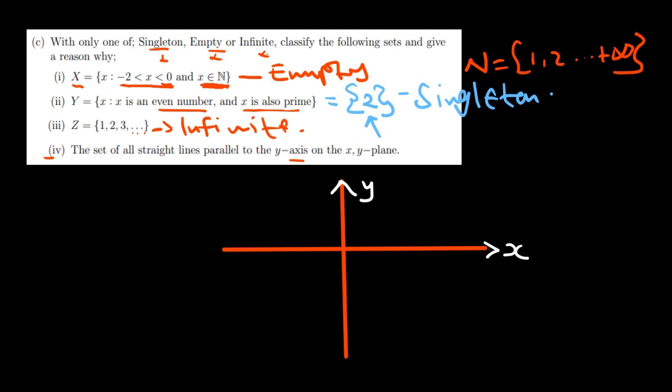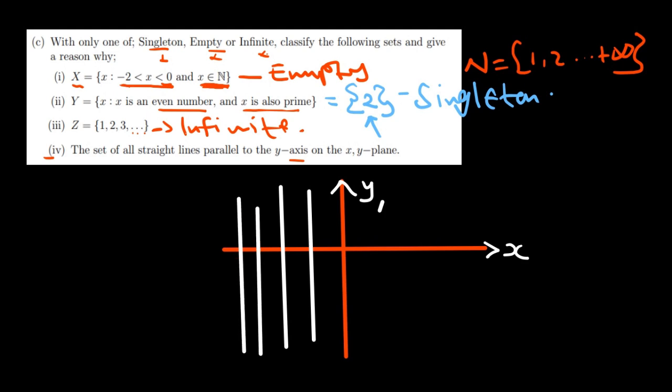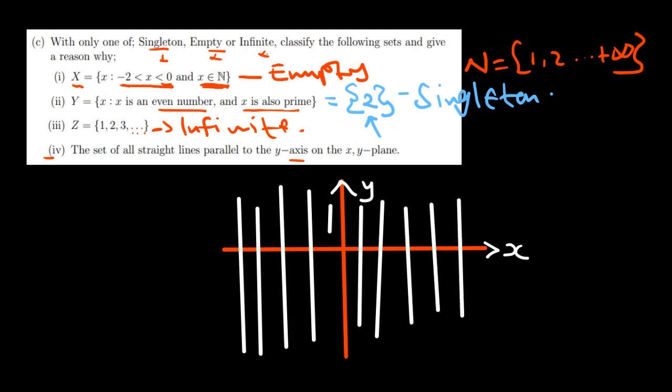If they're parallel to the y-axis, it means they are going in the same direction as the y-axis, right? So we can draw any line there. Let me get a straight line here. We can draw any line on this xy plane. If I draw a line here, that would be one line that is parallel to the y-axis. If I draw another one, that would be the second line, then the third one, then the fourth one. You can draw as many lines as you want, and all these lines will be parallel to the y-axis.